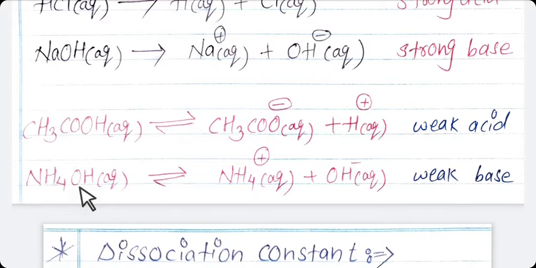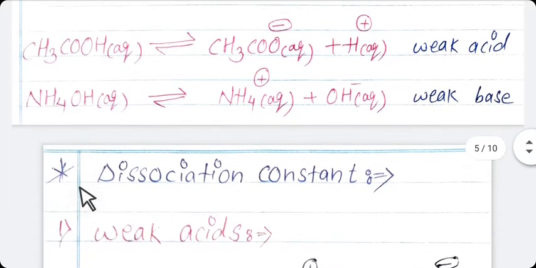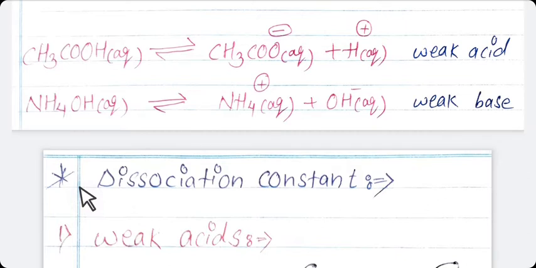The next topic is dissociation constant. The dissociation constant of weak acid or weak base is defined as the equilibrium constant for dissociation equilibrium of weak acid or weak base respectively. It is very simple term.